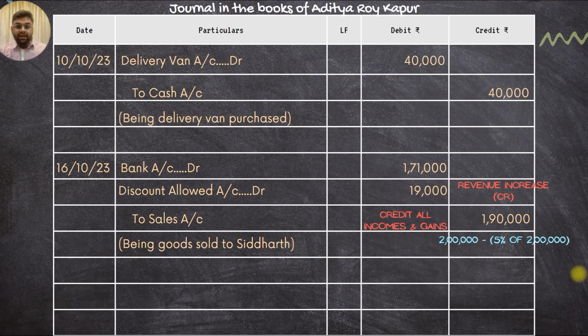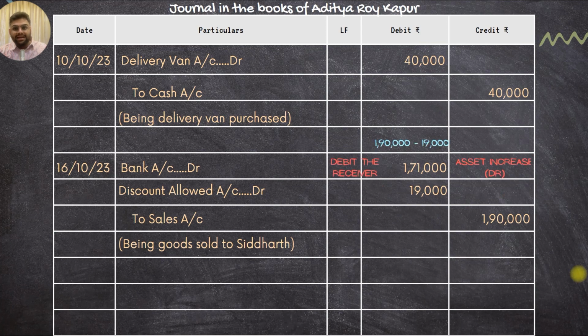So, we debit discount allowed account with how much? 1,90,000 into 10%. Debit all expenses, expense increase, debit. And lastly, after getting this discount, he pays us 1,90,000 minus 19,000, 1,71,000. Bank account will be debited because debit the receiver or asset increase is debit. Being goods sold to Siddharth.